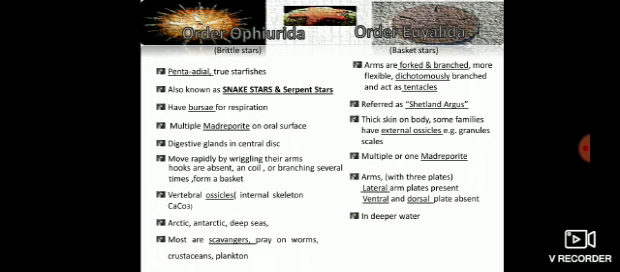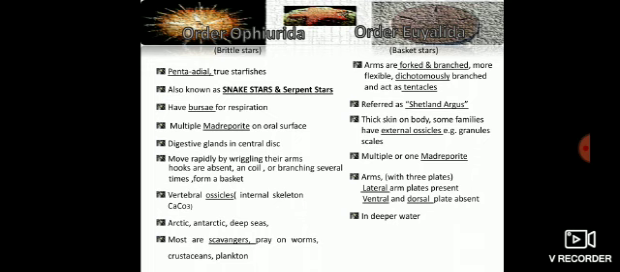The order Ophiurida includes the brittle stars. All the brittle stars have pentaradial symmetry, and these are the true fishes. They are also known as the snake star and the serpent star. Why are these known as the snake star and serpent star? Because they move by a wriggling motion as a snake moves, like their locomotory structures, which are their arms, wriggling.